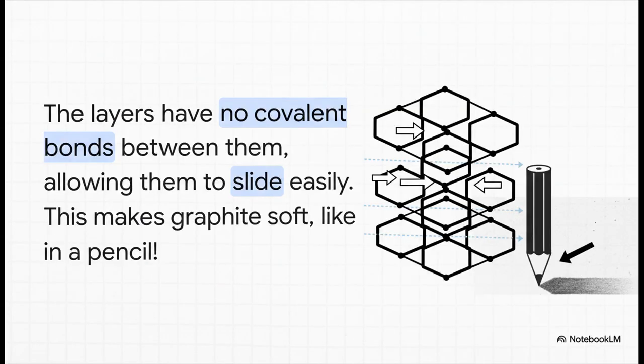Now this is what explains graphite's split personality. That high melting point, that comes from the strong covalent bonds within the layers.